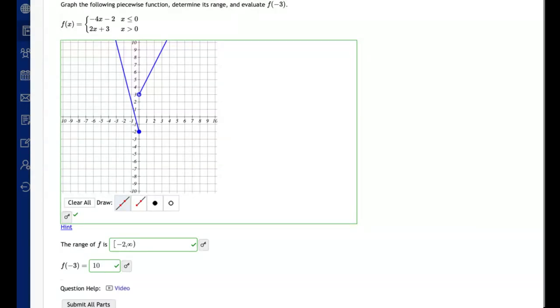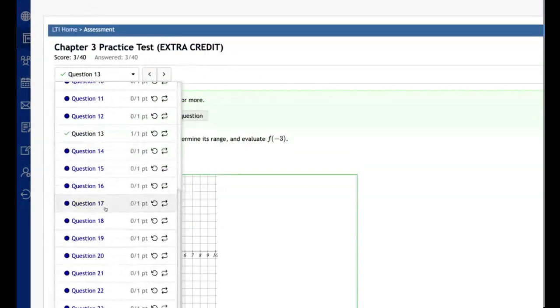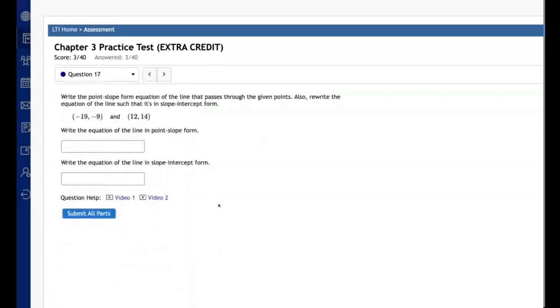All right, so speaking of graphing, speaking of anything else, number 13. So the next one's going to be 17. Number 17 says, write the point slope form equation of the line that passes the given points. Also write the equation in slope intercept form. So number 17, I have -19, -9, and we have the point 12, 14. Putting this in point slope and slope intercept.